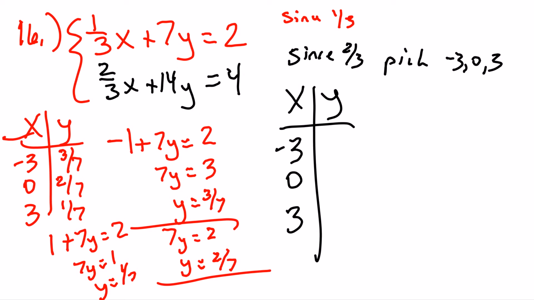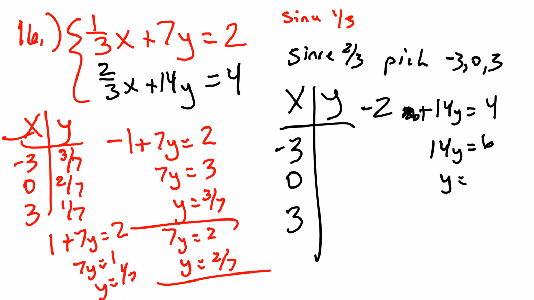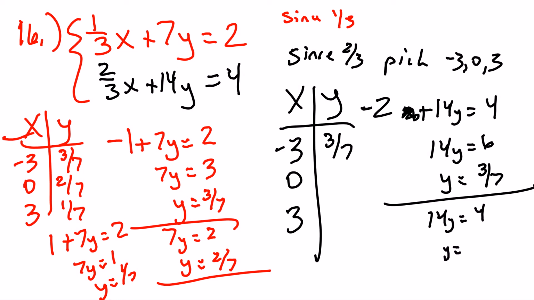I'm going to plug in negative 3. I get negative 2x plus 14y equals 4. I add, it's not 2x, it's just negative 2. I'm silly. I add 2 to both sides, I get 14y equals 6. Divide by 14, I get y is equal to 6 over 14, or 3/7. Now I do 0. I get 14y equals 4, so I get y equals 4 over 14, or 2/7.